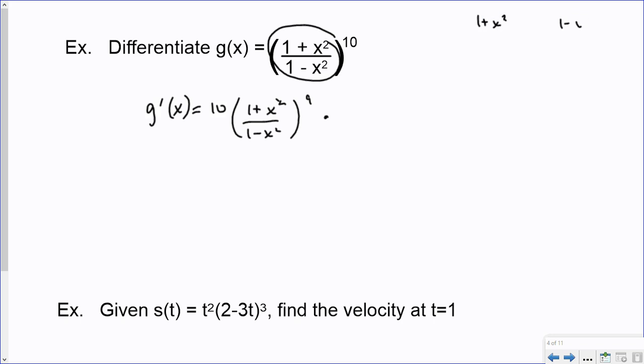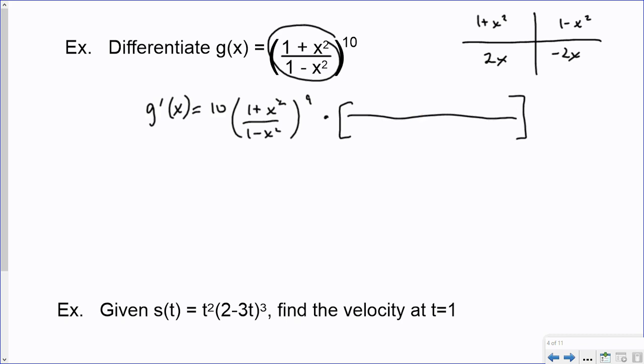All right. Let's just do a little side trip here. 2x minus 2x. So my derivative is going to be the quotient rule. Remember, the second function gets squared. Now I go 2x times 1 minus x squared, subtract negative 2x times 1 plus x squared here.